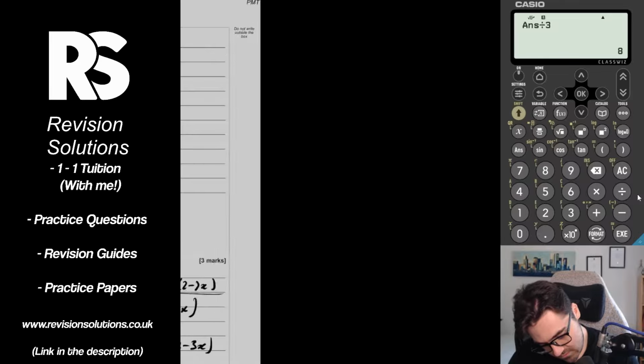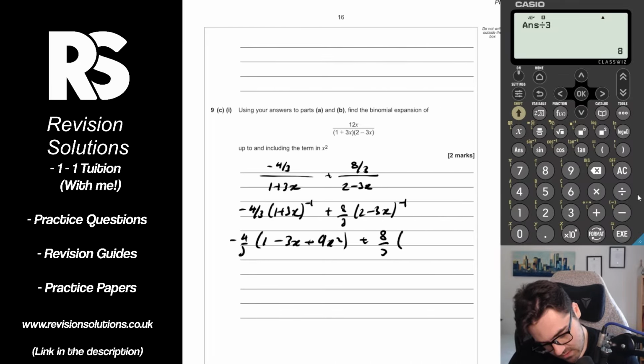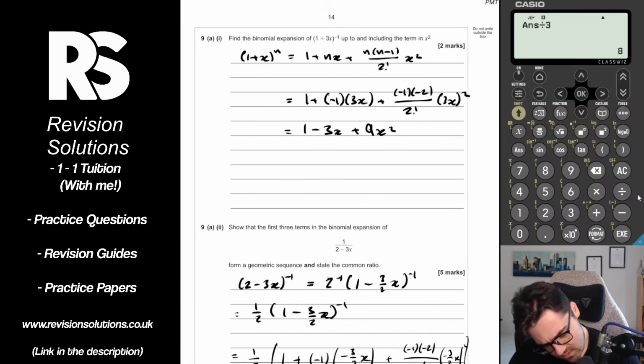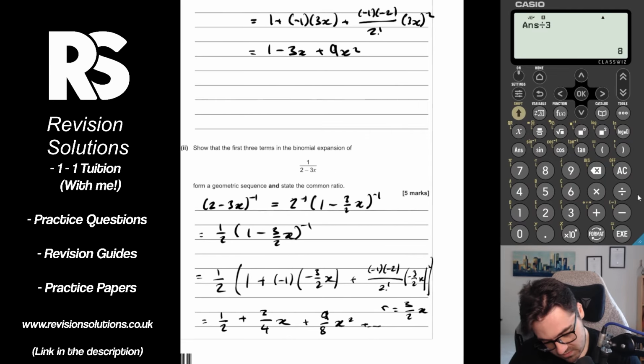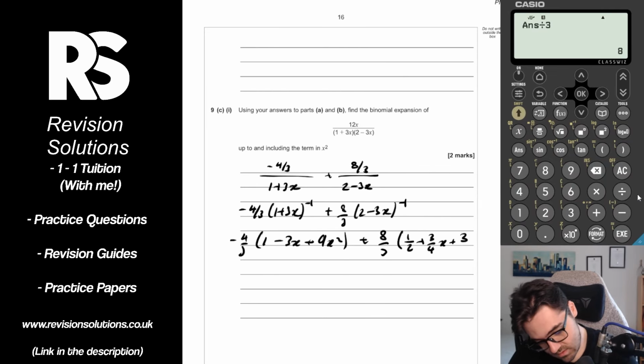Sorry, forgotten it. A half. There we go. A half plus 3/4 x plus 3/8. Just realised I forgot to square this earlier. That should be 9/8 there, because it's a geometric sequence, obviously, so it should be 3 over 2 each time, so 9/8 x squared. Good. So now we've got to collect these terms together.